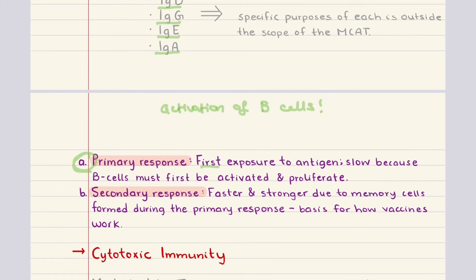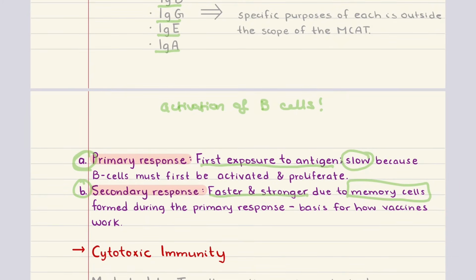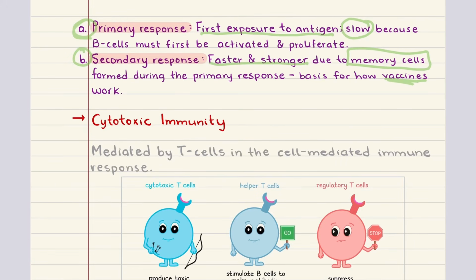The primary immune response occurs the first time an antigen is encountered, and it's relatively slow because naive B cells must first be activated and expand in number. But then there's a secondary immune response. It's much faster and stronger thanks to the presence of memory B cells that were formed during the primary response. This principle underlies how things like vaccination work. By generating memory cells without causing disease, vaccines essentially prepare the immune system for rapid and effective protection upon real exposure.